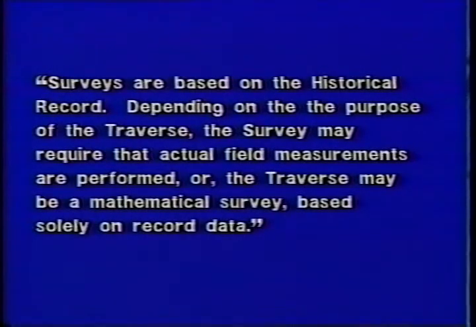Surveys are based on the historical record, and depending on the purpose of the traverse, the survey may require that actual field measurements be performed, or the traverse may be a mathematical survey based solely on the record data. In either case, the survey data is related mathematically to a commonly defined horizontal datum. Well-established surveying procedures and legal rules are used to analyze evidence uncovered by the survey and relate it to the historical record. Each survey is checked mathematically to discover and eliminate blunders and distribute random errors.